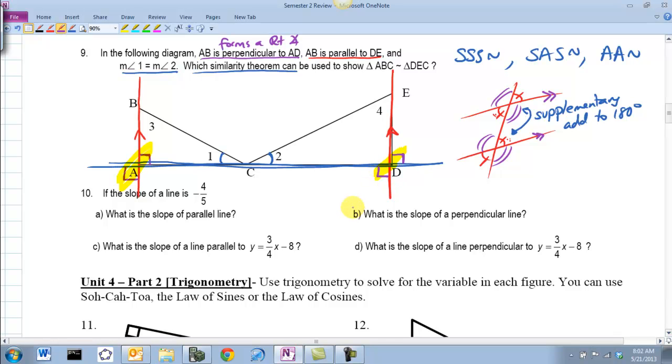Now the cool thing about 90 degrees, when they make a little four angle pair like that, is that if one of them's 90, they're all 90. So that means that this is 90, that's 90, this is 90, and that is 90.